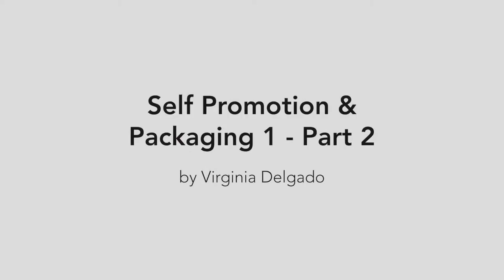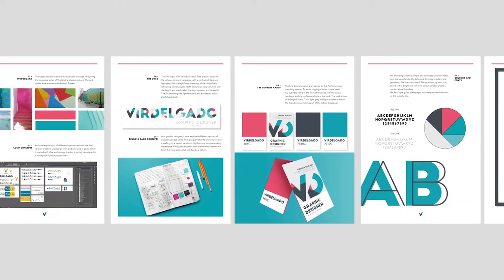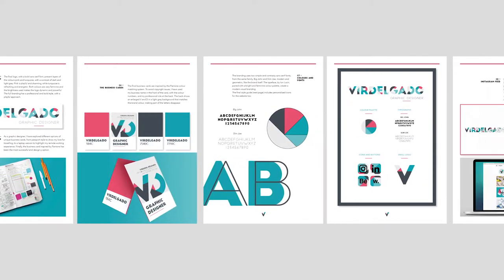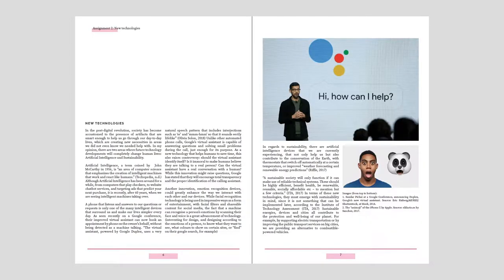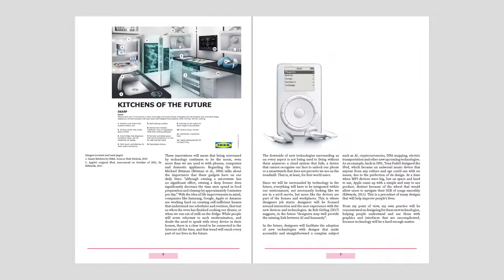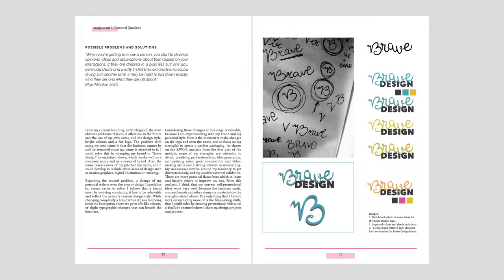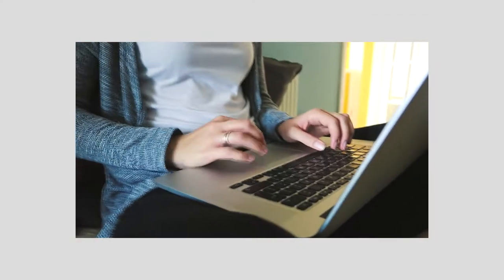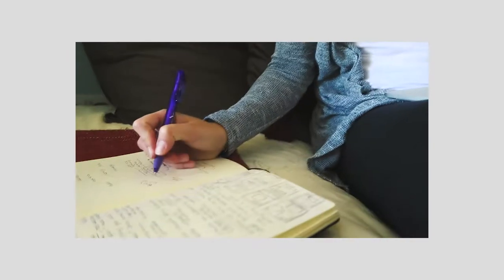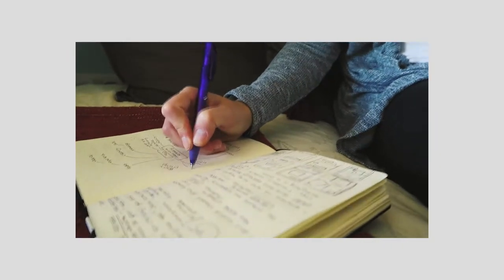For this second part of the self-promotion and packaging one module, I have created a case study to group and explain all my personal branding from part one together. I have researched and written about new technologies, especially artificial intelligence, and the place of designers in the future. I have reflected about my current branding and personal qualities that could make it better. And finally, I have planned, scripted, directed, and edited a personal moving portrait to highlight my abilities as a designer and my design style and process.